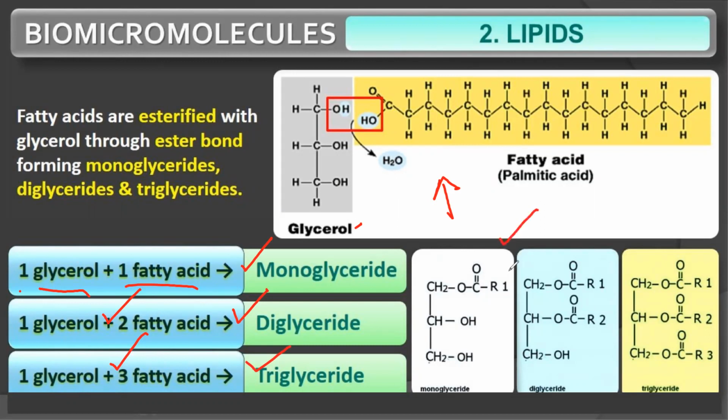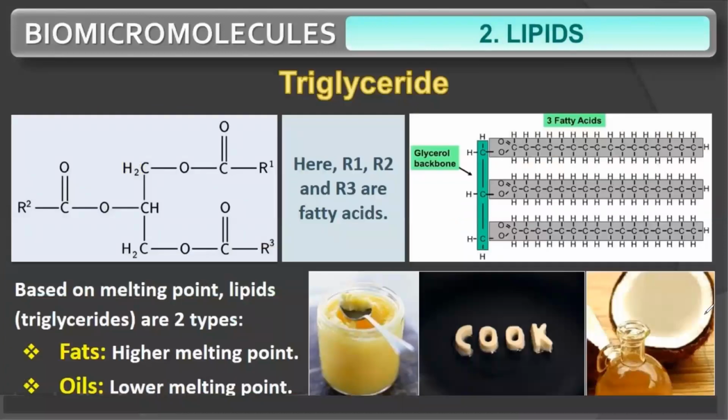Here you can see R1, if there are two fatty acids, and if there are three fatty acids, it is triglycerides. Here R1, R2 and R3 are the fatty acids. Based on the melting points, lipids, that is triglycerides, are categorized as either fats or oils.